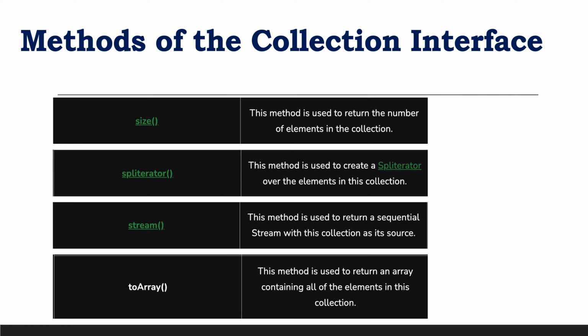Okay, and the last method available inside the collection interface is toArray. This method is used to return an array containing all the elements inside the collection. Let's say we have a collection of elements and we want to convert it into an array so that we can perform array operations. In those kinds of scenarios we will use this method.